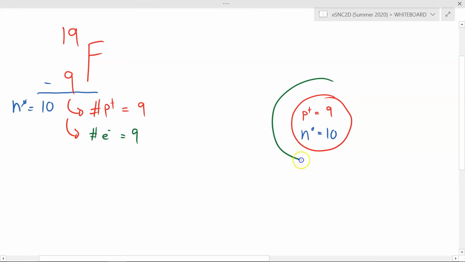So the first shell can hold a maximum of 2 electrons. I like to put these electrons paired up together because, well, electrons tend to pair up inside the atom. But some textbooks like to draw the electrons on opposite ends. So either of these two methods is fine. But I'll just stick to what I usually do for now.